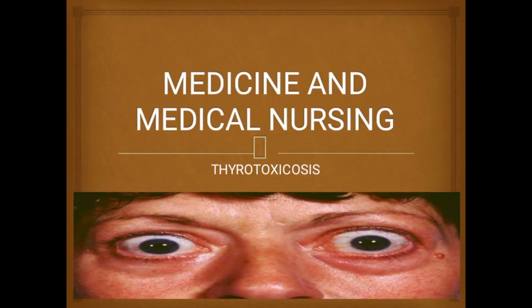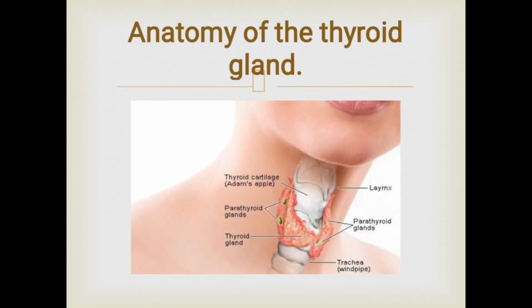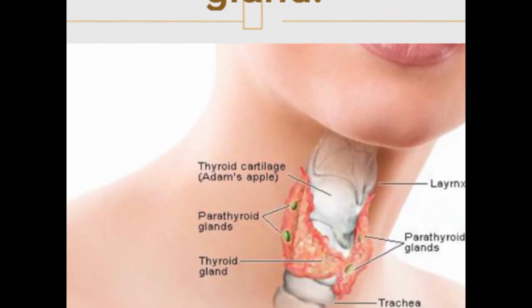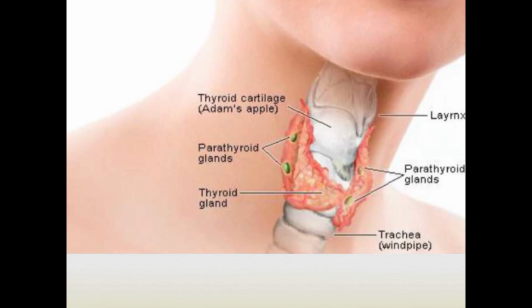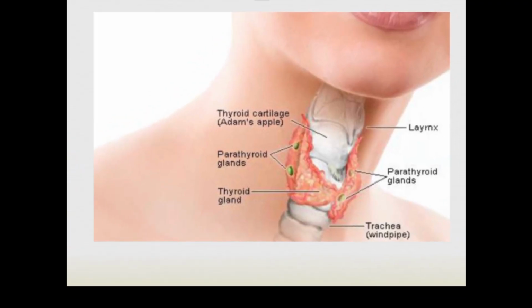So this is medicine and medical nursing, and the condition that we're going to discuss is thyrotoxicosis, which is one of the conditions that are affecting the endocrine system. If you look at the anatomy of the thyroid gland, since we do understand to say thyrotoxicosis, a condition affecting the endocrine system, specifically the thyroid glands. According to the anatomy, that is the structure of the thyroid gland. That looks like a butterfly there.